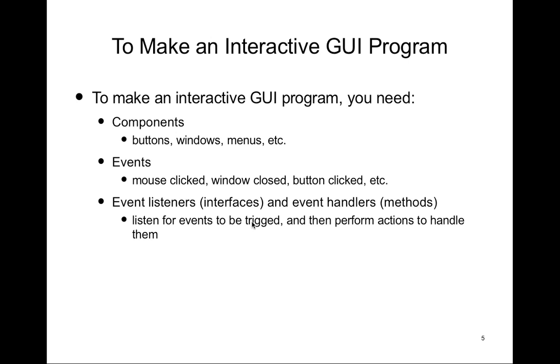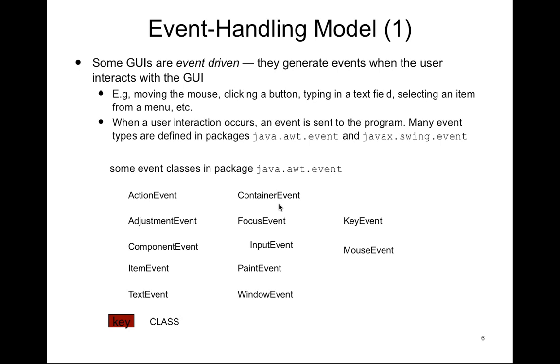With the event listener, events happen whether or not you have a listener. If the person takes the mouse and clicks on a button, that event occurs. If you want to capture it, you have to implement an event listener. So you set a listener on a button to listen to that button. When the user clicks the button, do this, which is the event listener's job. It listens for events to be triggered and then performs actions to handle the events once they occur.